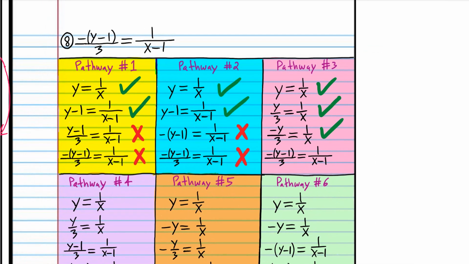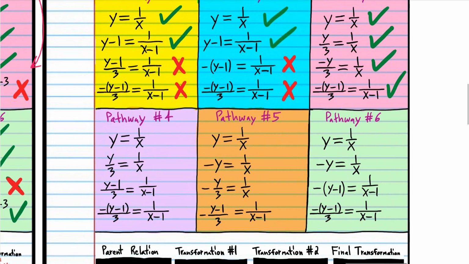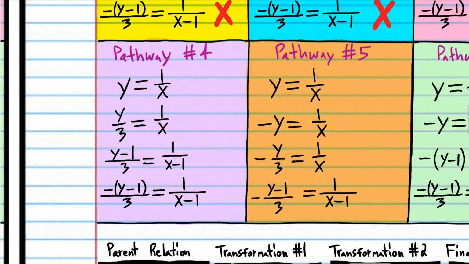Then we replace y with y minus 1 and x with x minus 1. That tells us to take the graph of the previous equation and move to the right 1 and up 1. So the transformation properties tell us what to do in that situation also. So if we want to, we can use pathway number 3. Let's see if we can find any other pathways.